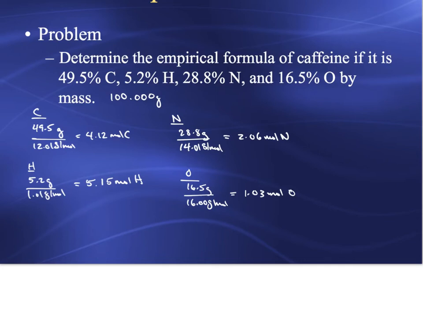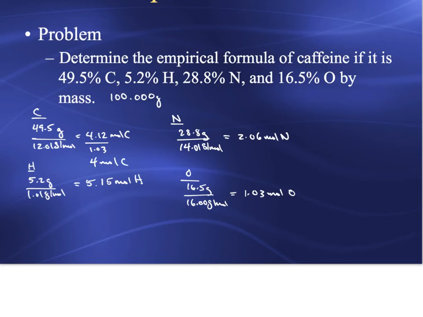So 4.12 divided by 1.03. Okay, that's going to give us exactly 4. That's kind of convenient. So back to the carbon. This one divided by 1.03. This is now 4 moles of carbon.